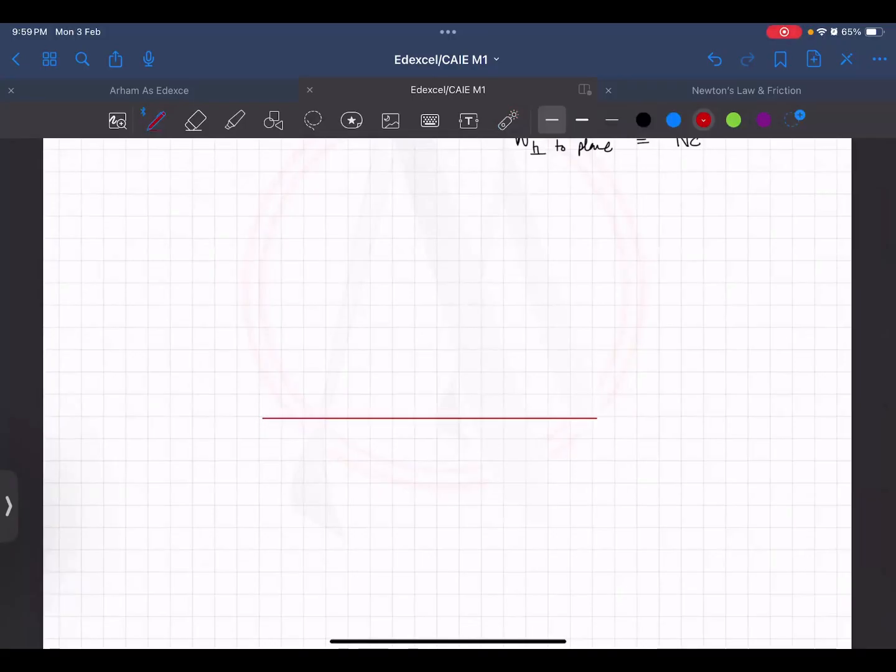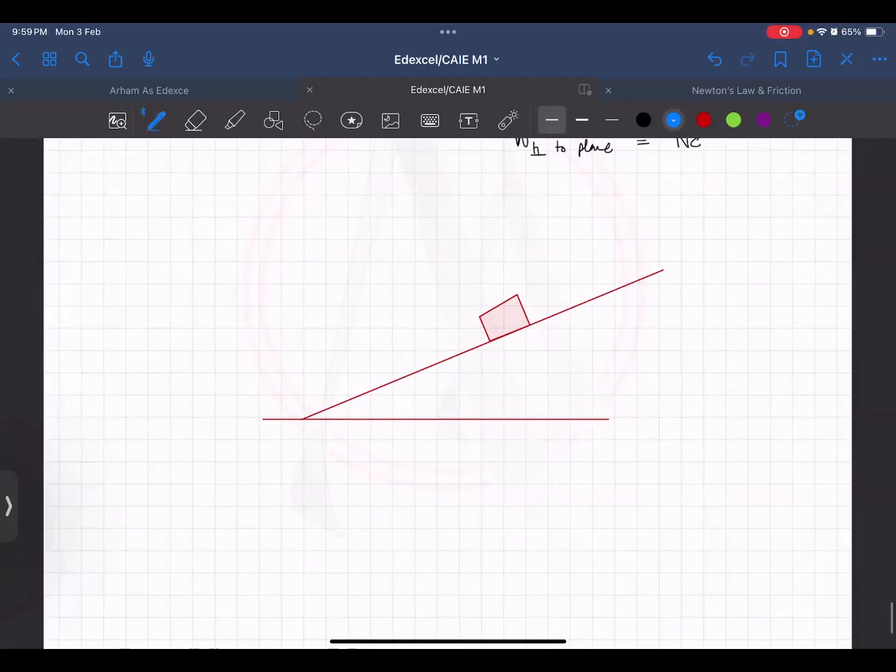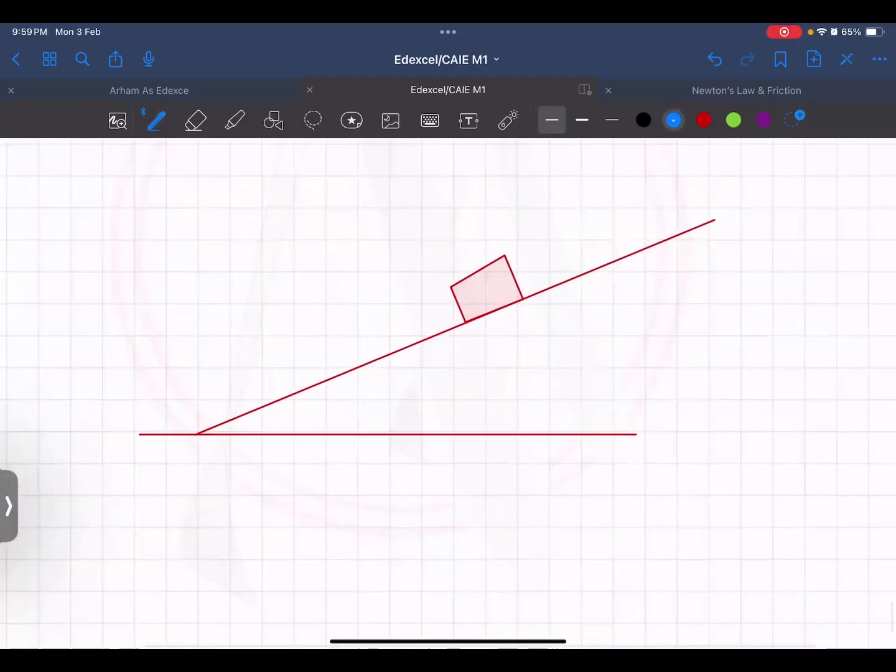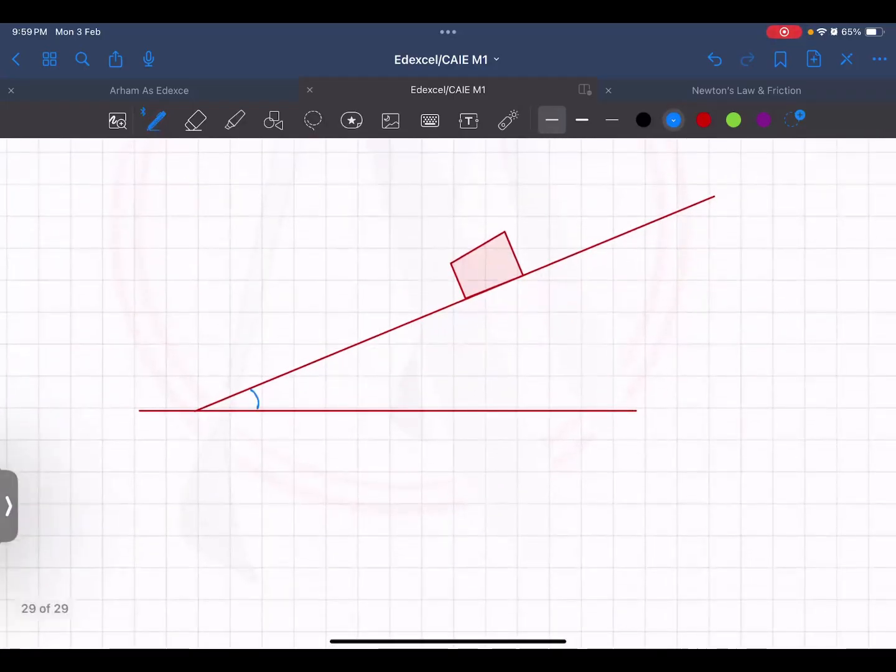Very logical things. Okay, this is your level ground, and let's suppose this is your inclined plane, and there is an object like this. Okay, this is an object. Now I will explain to you how you can calculate the weight components. This is the angle of inclination.